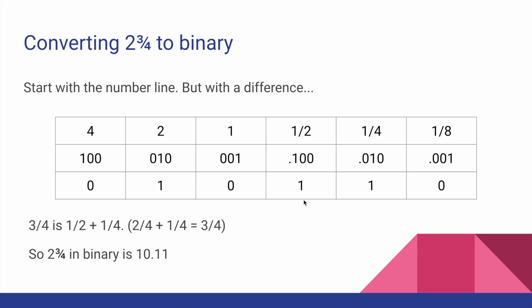Okay, so when we're doing our conversion, 2 is 10. Now, to get to 3/4, it's a half plus a quarter. If you like, 2 quarters plus 1/4 equals 3/4. So therefore the answer is 10.11. That's how I get 2 3/4 into binary.